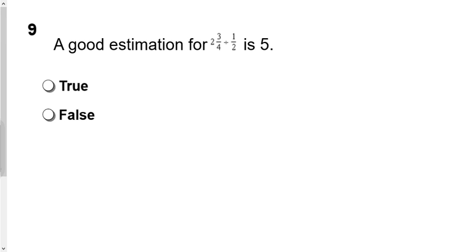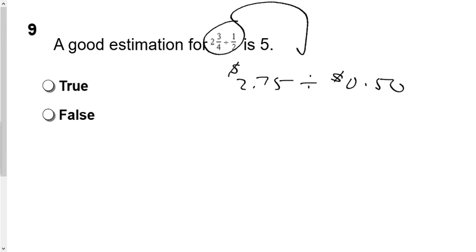Oh, well, I guess we skipped number 9, so we'll do it now. The good estimation for 2 3/4 divided in half is 5. So if I say to you, we have $2.75 divided into piles of 50 cents, that would be an interpretation in decimal form of this particular question. Can I make 5 piles? Can I make 6 piles? No. So a good estimation with money is I can make 5 something, right? So is 5 a good estimation? Yes, it is, and therefore it's true.